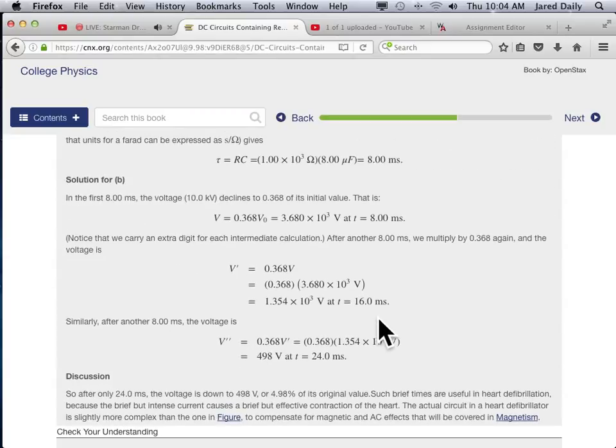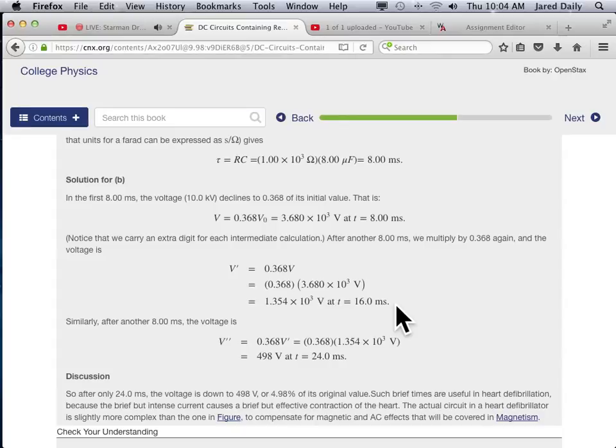Then if we want to know how far we get after 16 milliseconds, we do this again with that voltage that we just calculated. So we take this voltage and plug it in as V0 again, do it twice, and that's what they do here. And then we get 1.354 times 10 to the 3 volts, so about 1,300 volts at 16 milliseconds. So every time you go through a time constant, you only get through 36% of it, 0.368.